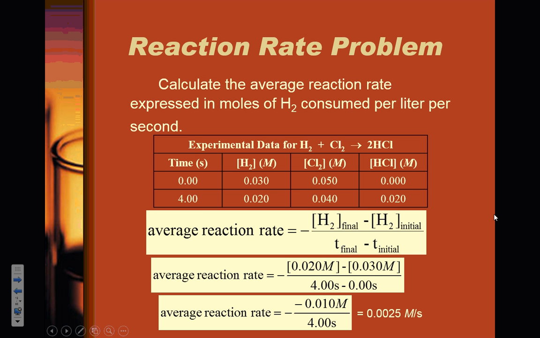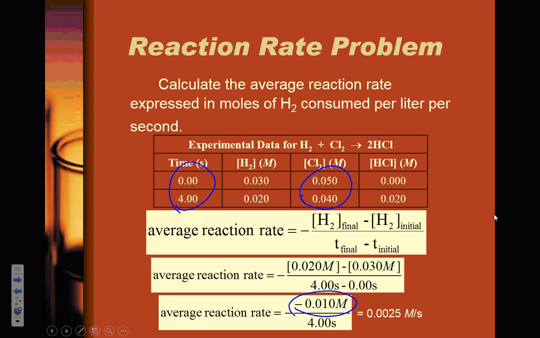Now, that's what it would be if I calculate it with respect to hydrogen. What would it be if I calculate it with respect to chlorine? Well, my chlorine numbers are here. The time is going to be the exact same, so that's not going to change. Notice 0.04 minus 0.05, it's still going to give us negative 0.01. So it would have the exact same reaction rate with respect to chlorine, which makes sense. I mean, on the surface, if you think about it, this is the same reaction, so my reaction rate should be the same.